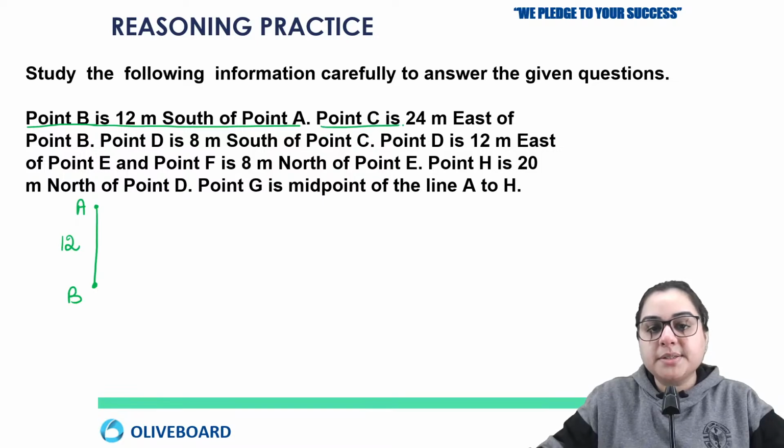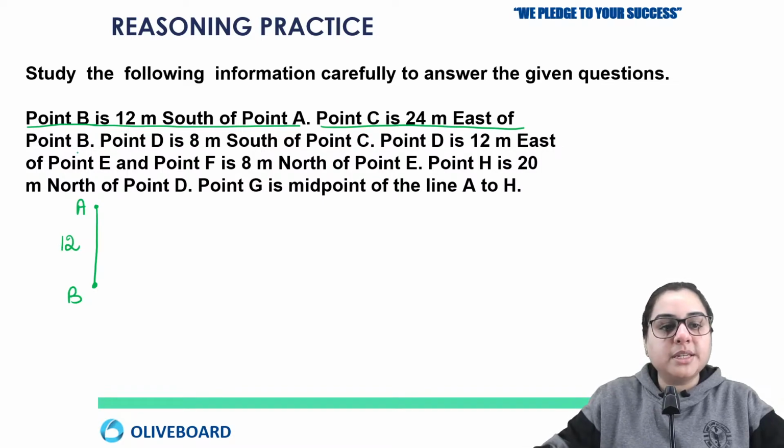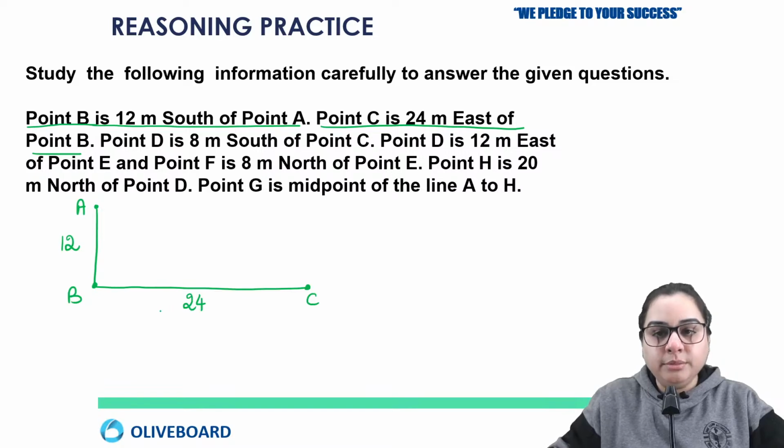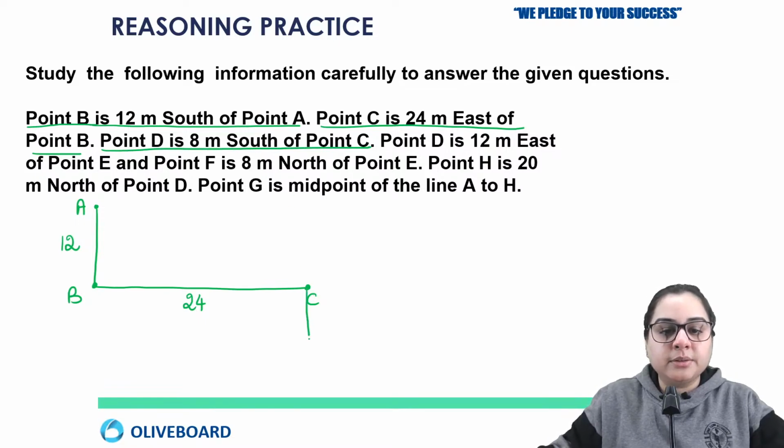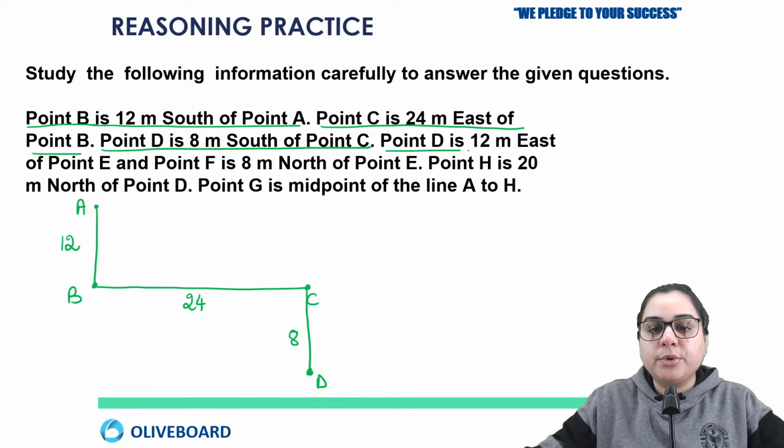Now next statement is that point C is 24 meter east of B. So east of B, it is point C, which is how much? 24 meter. Okay, next is that point D is 8 meters south of C. Now D is south of C. Okay, and how much it is? It is 8 meter.